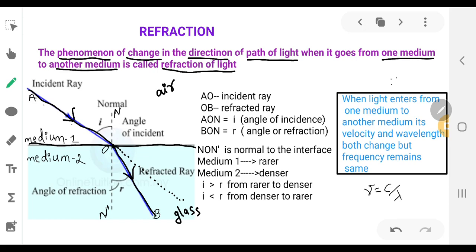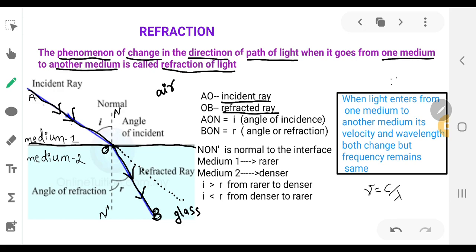So the ray in the first medium is called the incident ray. The ray in the second medium is called the refracted ray. With reference to the diagram, AO is the incident ray and OB is the refracted ray.